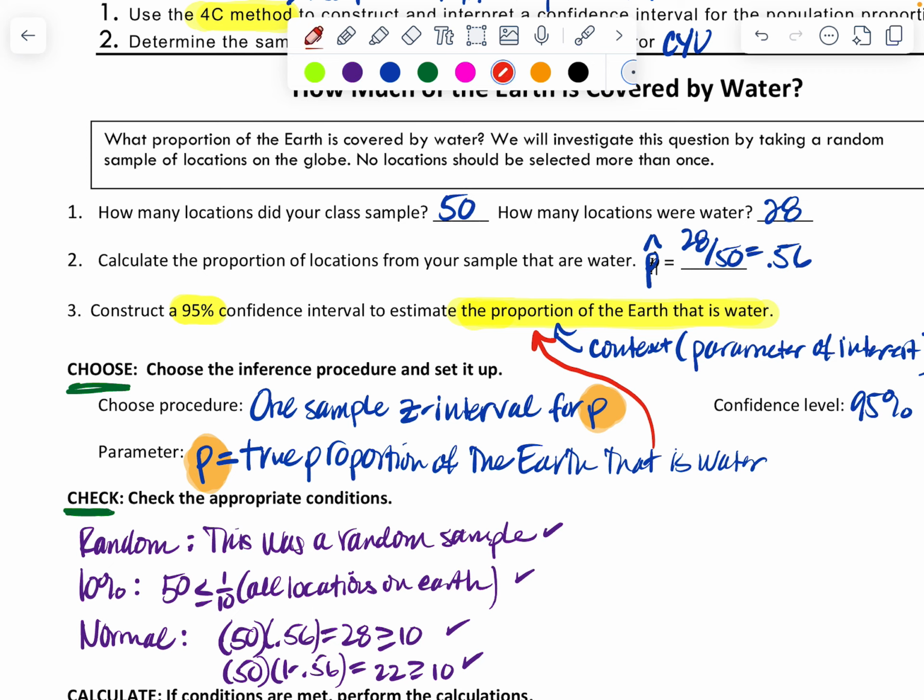Out here in the red pen, I'm going to write why we need to do these. When you're actually doing a procedure, you don't have to say why it's important that we checked it. You just have to check them, but I'm doing this for the notes so you can be in the habit of knowing why we're doing it. So remember, with a random sample, we check that so we can generalize to the population. The 10% is so we can sample without replacement.